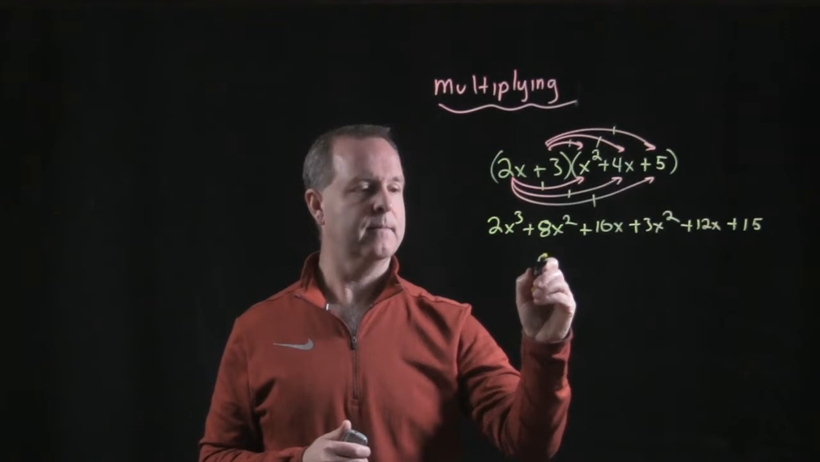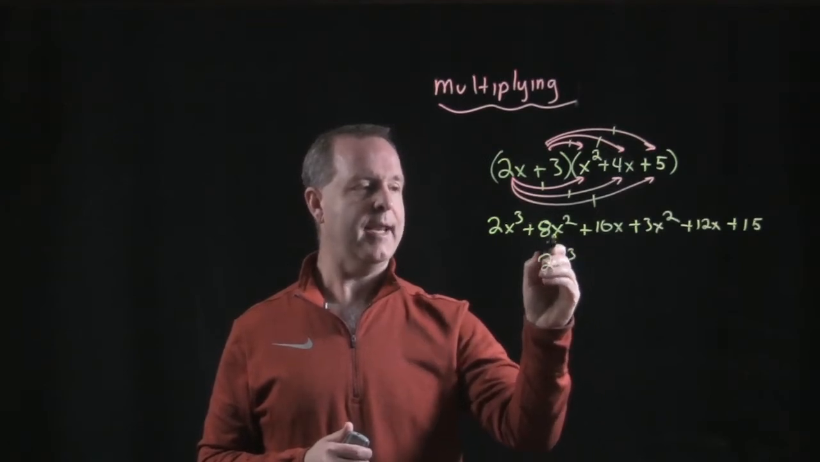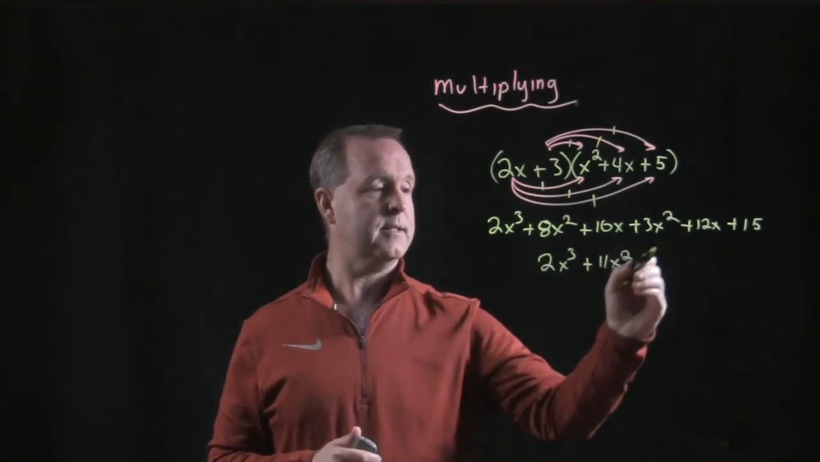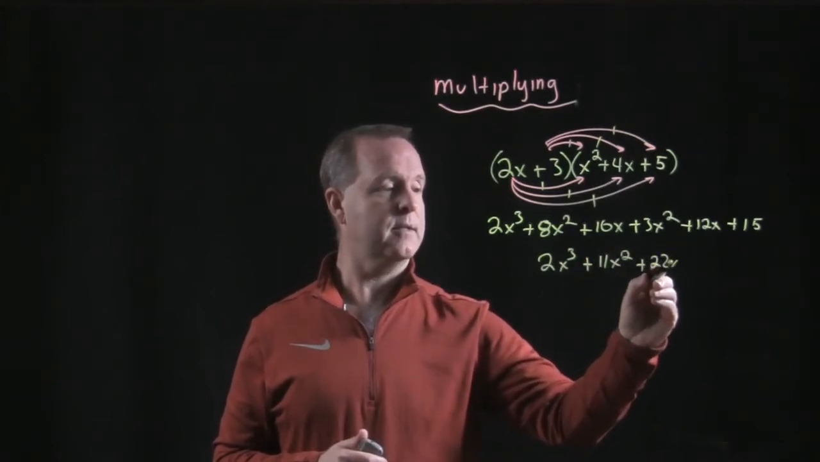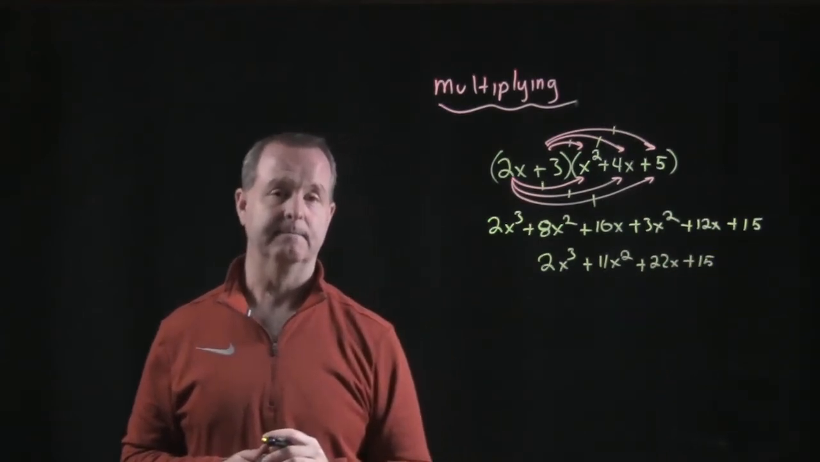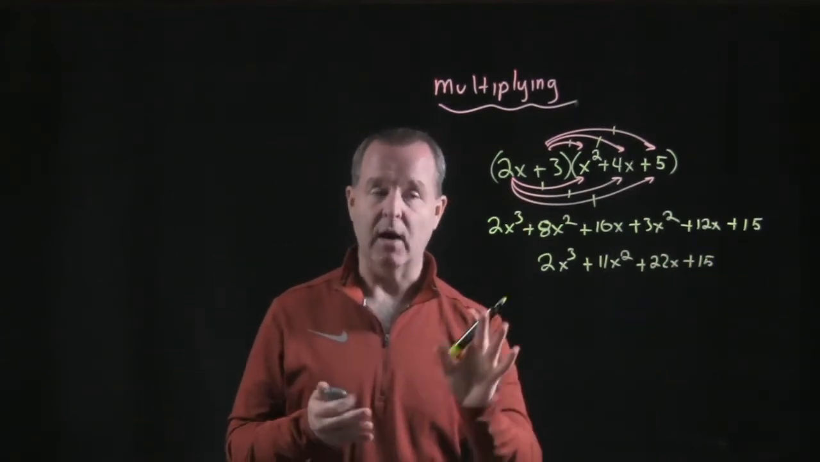2x cubed, 8x squared and a 3x squared. I have an 11x squared. X's, looks like I have 22x, and my constant is 15. There you go. Now we can also do this.